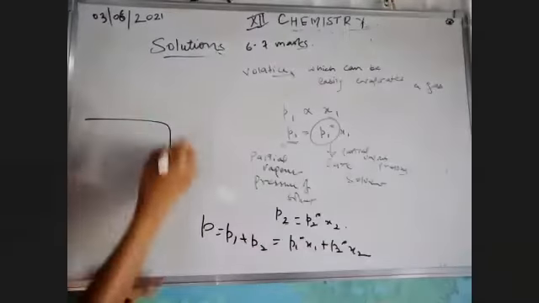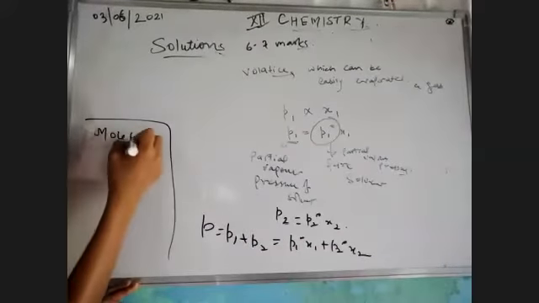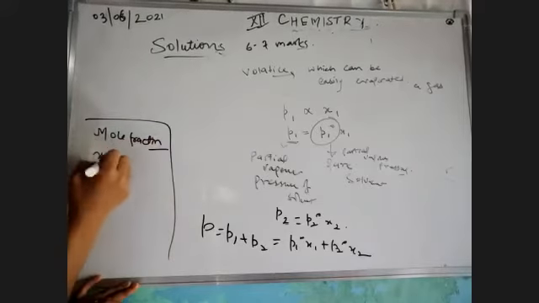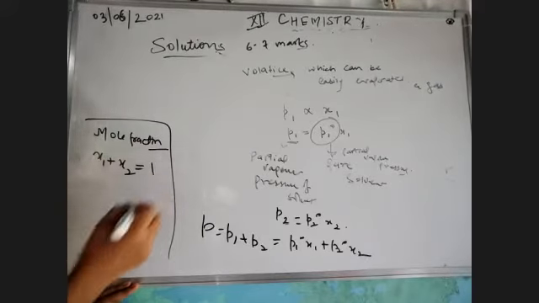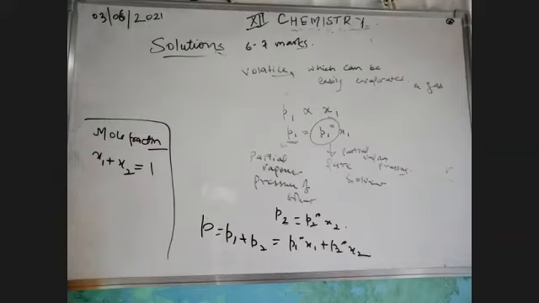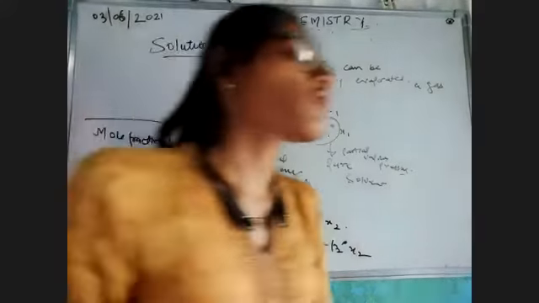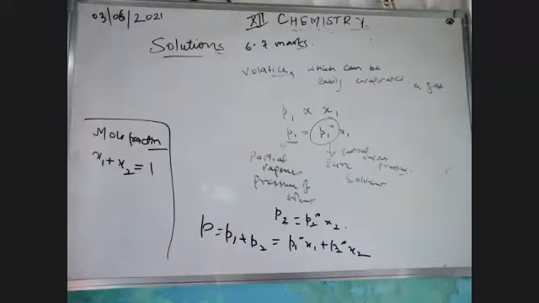We know very well that whenever we calculate the mole fraction, the sum of the mole fractions of 2 or 3 components is equal to 1. Am I clear or no? This is the point you have studied in the mole fraction, that x1 plus x2 equals 1. So can we write x1 equals 1 minus x2? We can change it to P equals P1 naught times (1 minus x2) plus P2 naught x2.